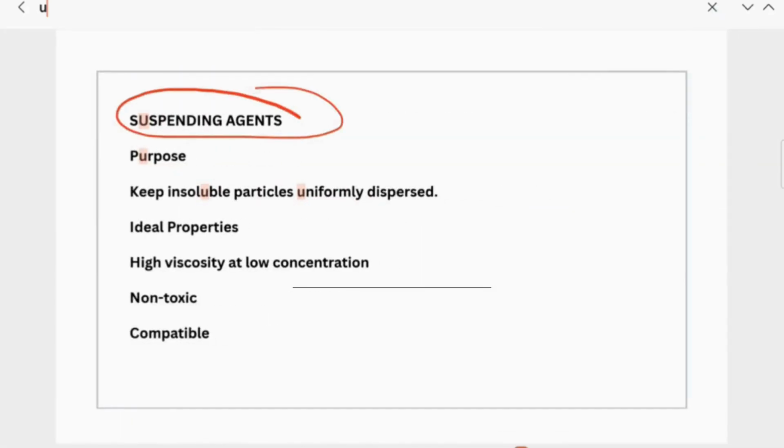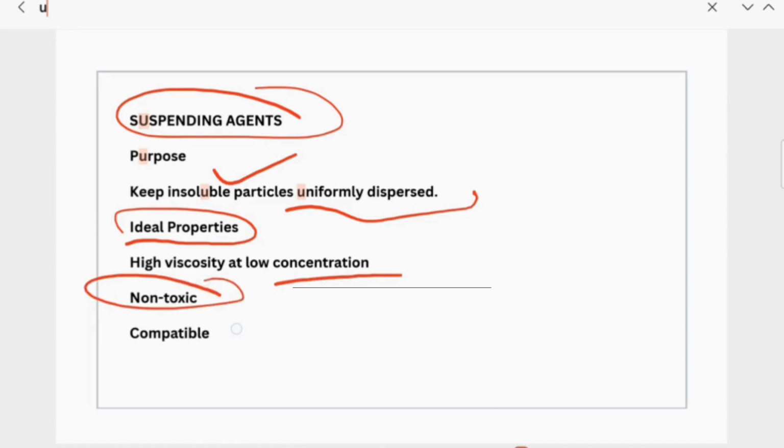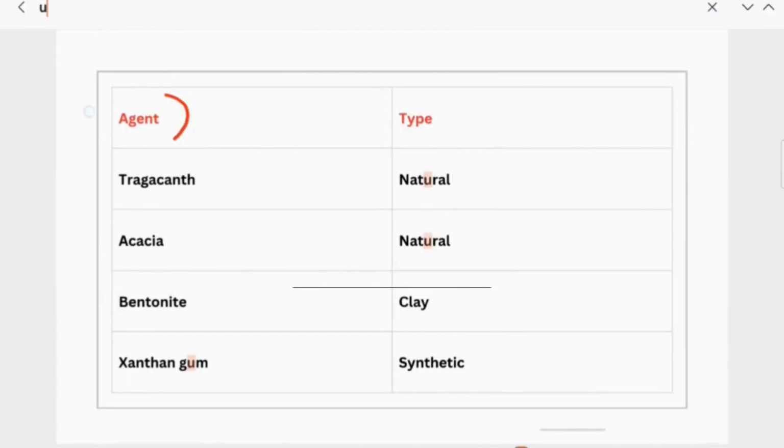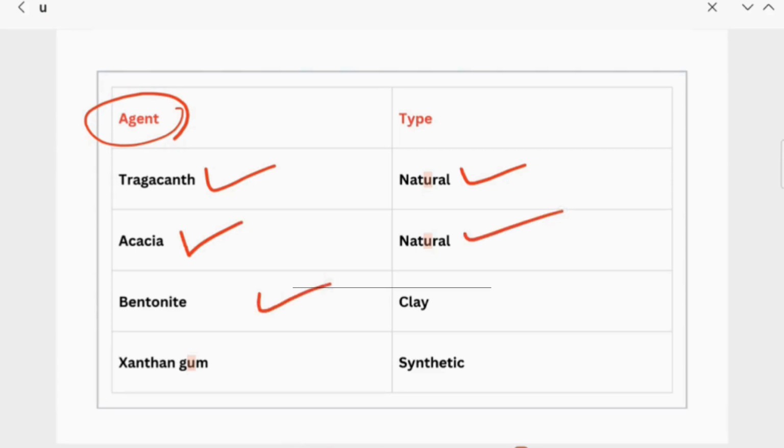Suspending agents. The main purpose is uniform dispersion or uniform distribution of insoluble solid particles. The ideal properties we can expect from a suspending agent are high viscosity at low concentration, and it should be non-toxic and compatible with other ingredients. Examples: tragacanth, which is naturally occurring; acacia, also naturally occurring; bentonite, which is a clay; then xanthan gum, which is synthetic, not naturally occurring, we prepare it in the laboratories.